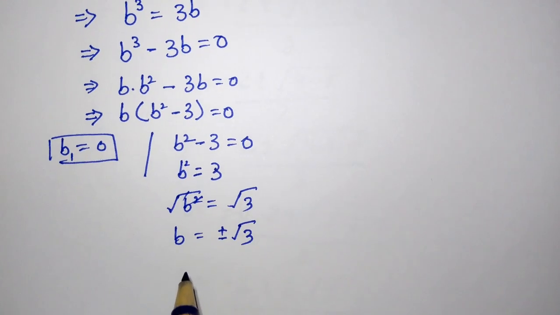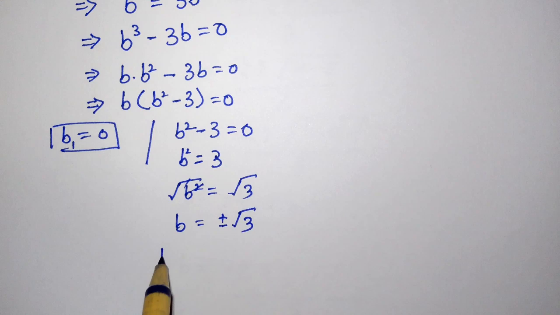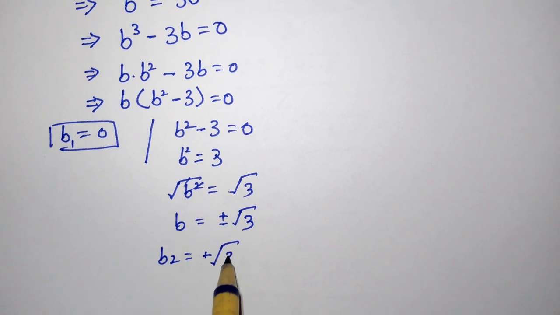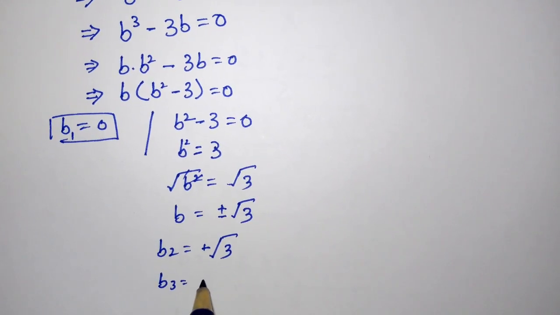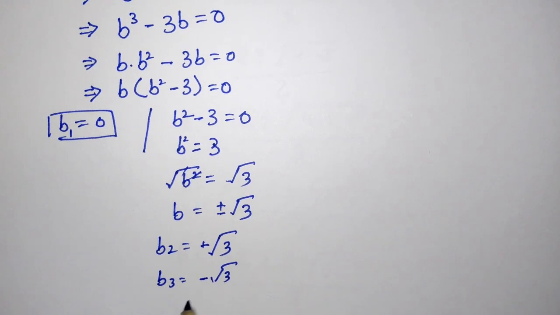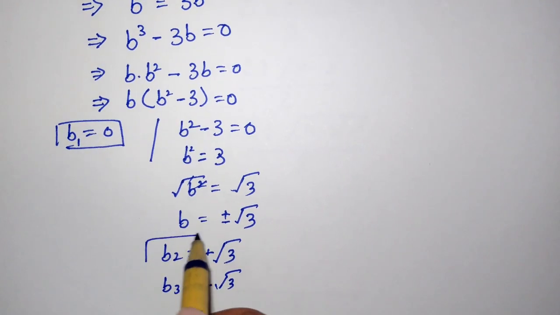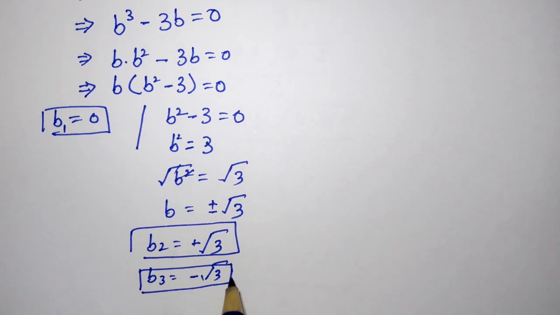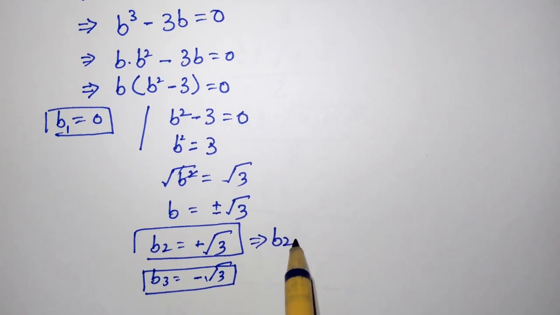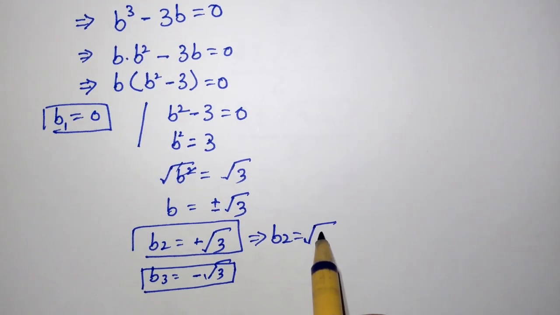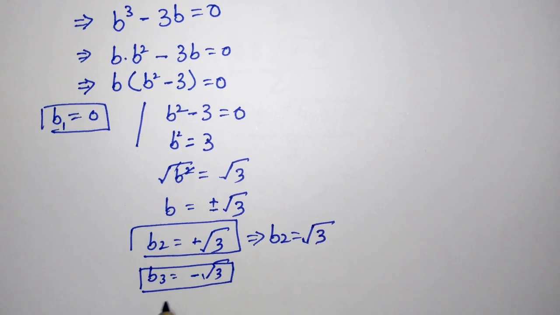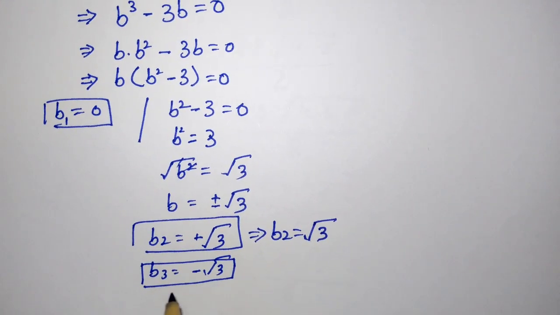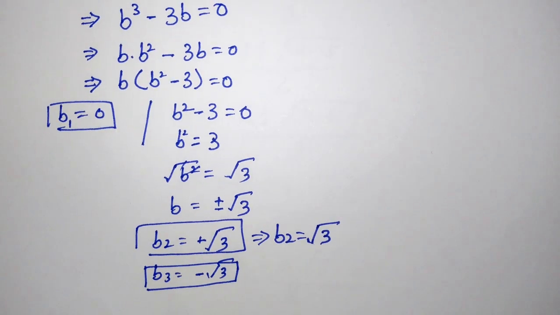So we know that from this b2 is equal to positive square root of 3 and b3 is equal to minus square root of 3. These are our final answers. b1 is equal to 0, b2 is equal to square root of 3 and b3 is equal to minus square root of 3. Now we have to verify our answer.